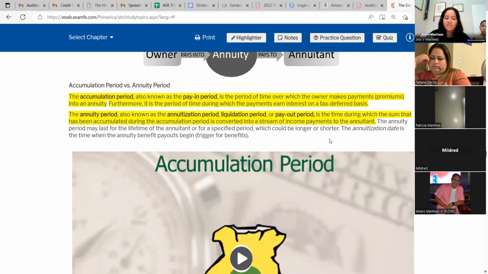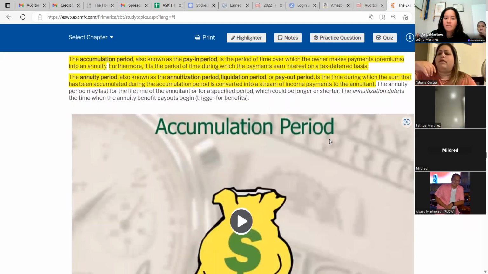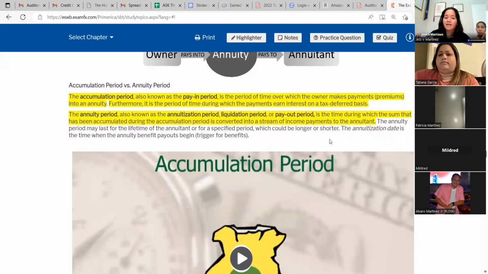So now you have the accumulation period versus the annuity period. The accumulation period is also known as the paid-in period. If you've seen Miguel's videos, that's when he does the triangle. This is the accumulation period, in which you're paying into the annuity over time, and the owner makes payments of the premiums into the annuity. Furthermore, it is a period of time during which the payments earn interest on a tax-deferred basis.